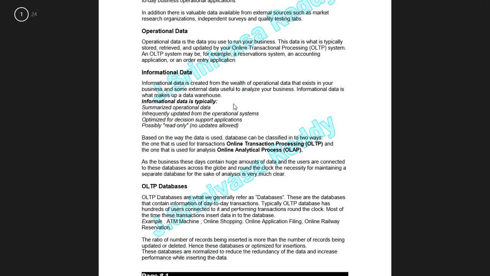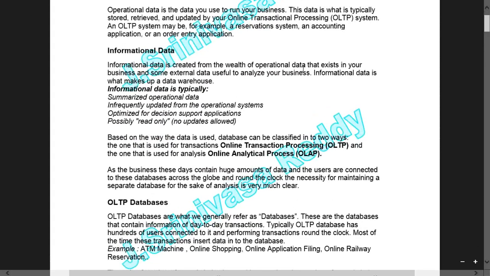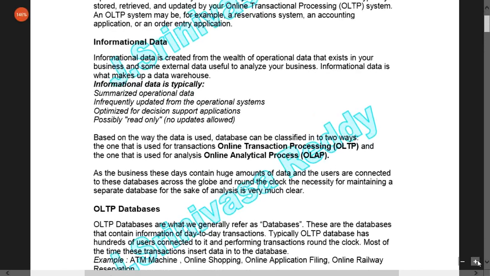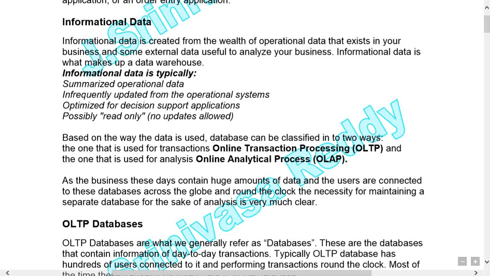Then what is informational data? Informational data is not coming from anywhere else. Informational data is created from the existing operational data. It is created from the wealth of operational data. The operational data already exists in your business, in your transactional system, in your operational system.